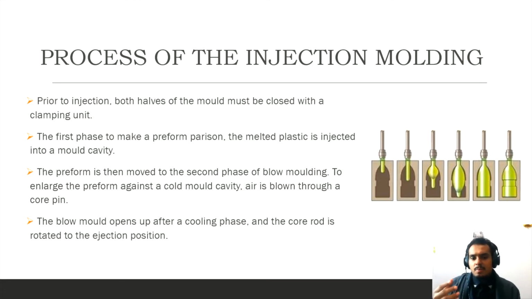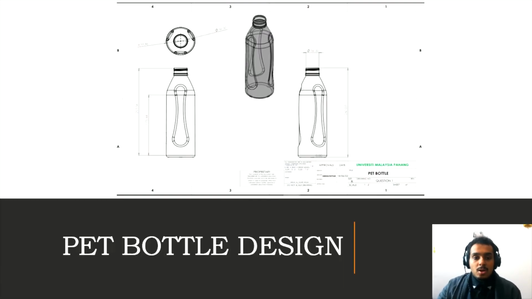Air is blown through a core pin, as you can see in the third picture. The blow mold opens up after the cooling phase, and the core rod is rotated to the injection position. So to enlarge the preform against the cold mold cavity, air is blown through the core pin. This is our own design of the PET bottle.